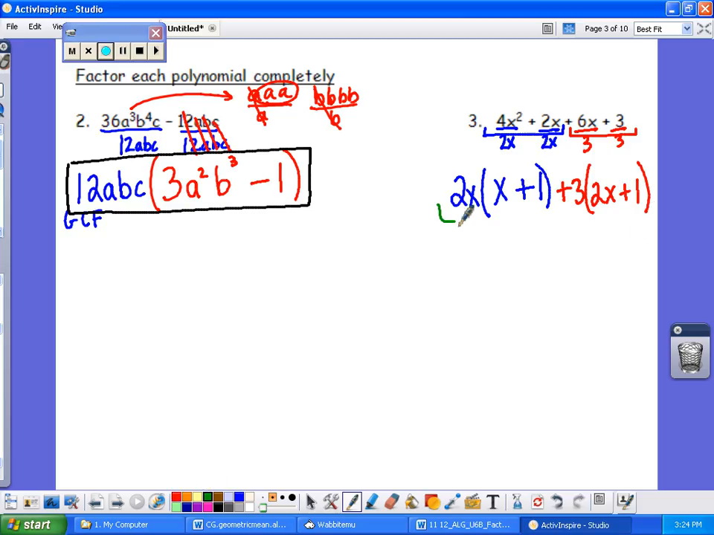So now I look at my two groups. What do they both have in common? Ooh, I have a mistake. 4 divided by 2 is 2x. Did you see how I didn't have the same thing in the parentheses? I knew something was wrong. So that leaves me 2x plus 1.